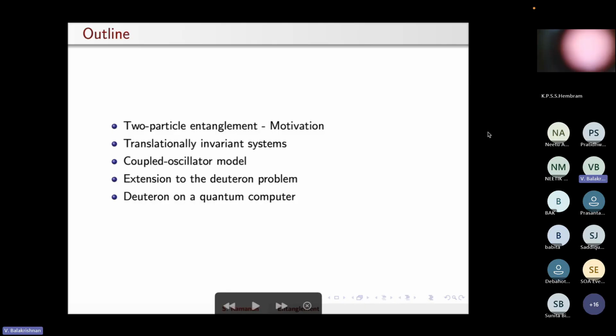So I'll talk about the coupled oscillator, and then mention the results that we have for the hydrogen atom as well as the deuteron problem, where we study particle entanglement. And finally, if time permits, talk about the deuteron on a quantum computer.